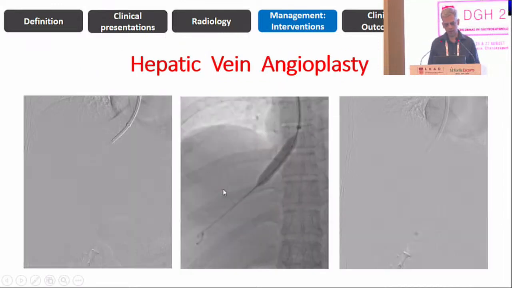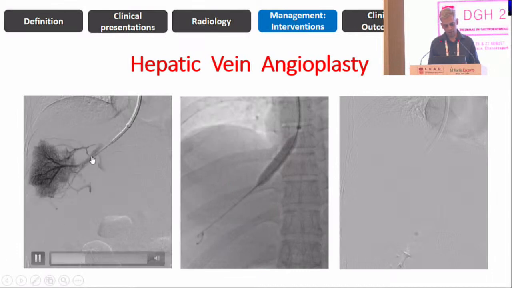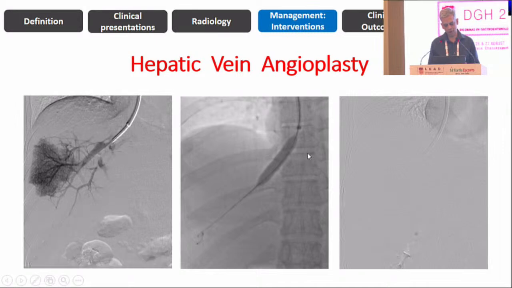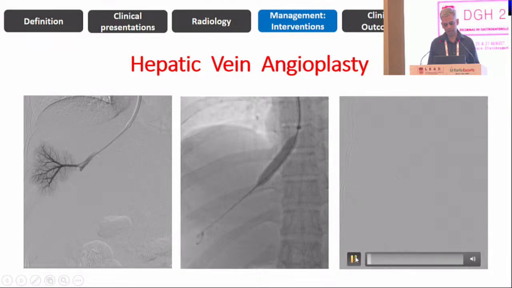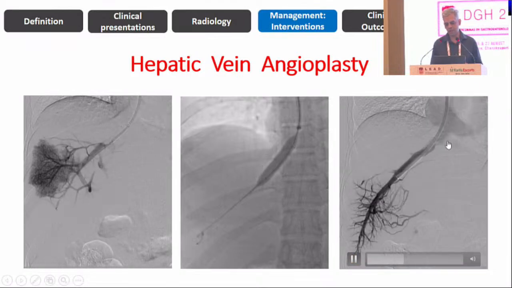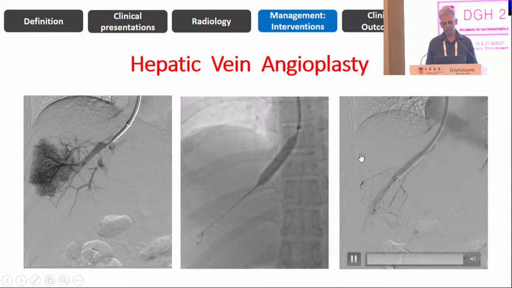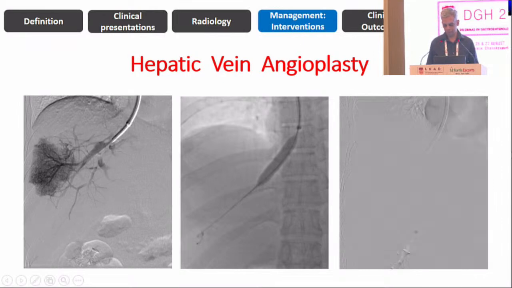So let's see how we do it. I showed you the venogram picture from the first slide. This is where the hepatic vein is blocked. This is where a balloon catheter is passed and the hepatic vein is dilated. And this is what happens on an angiogram: you can see the contrast flowing freely.